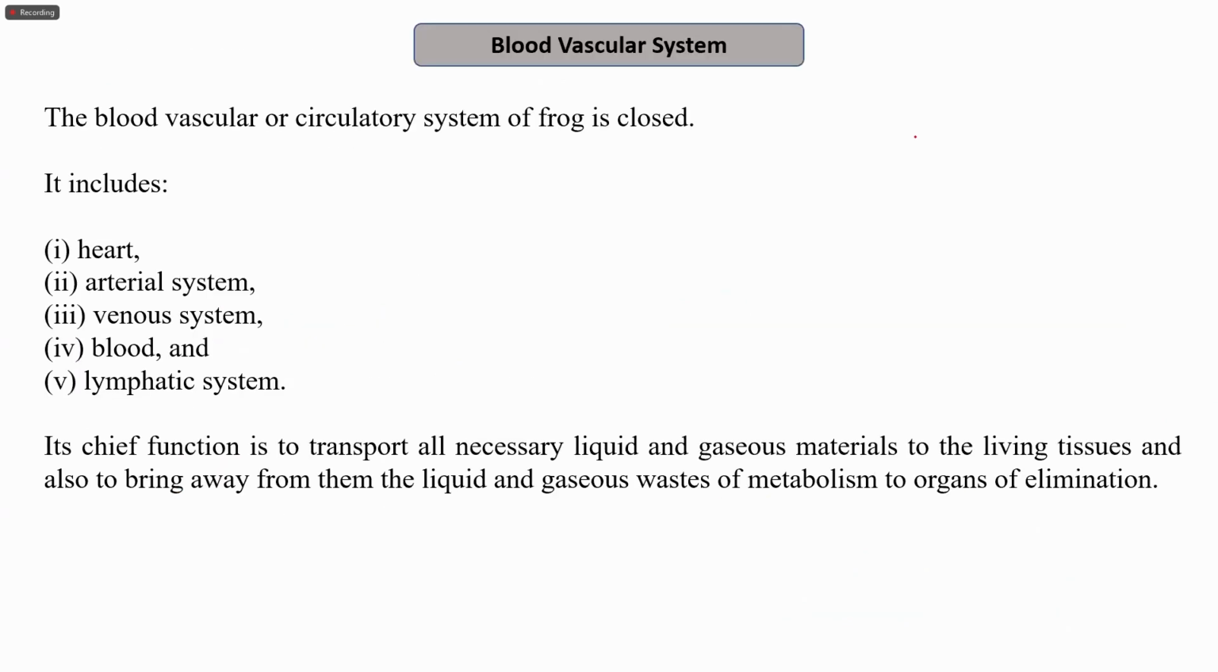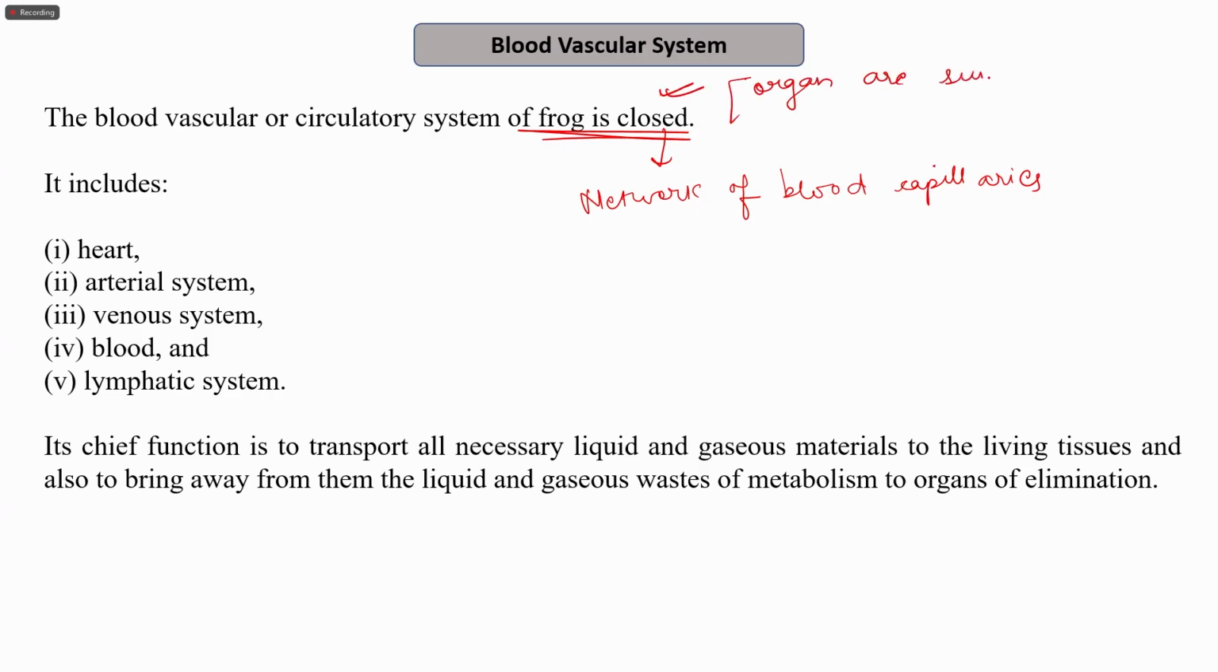The next system is the blood vascular system. The blood vascular system of the frog is closed. That is, it contains a network of blood capillaries. So the circulatory system of the frog is closed. The organs are supplied with the blood through the capillaries.